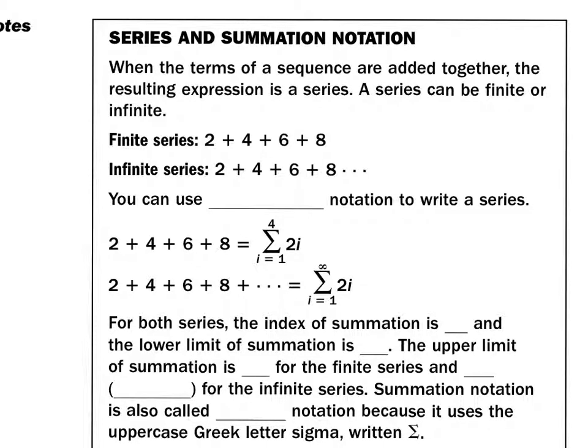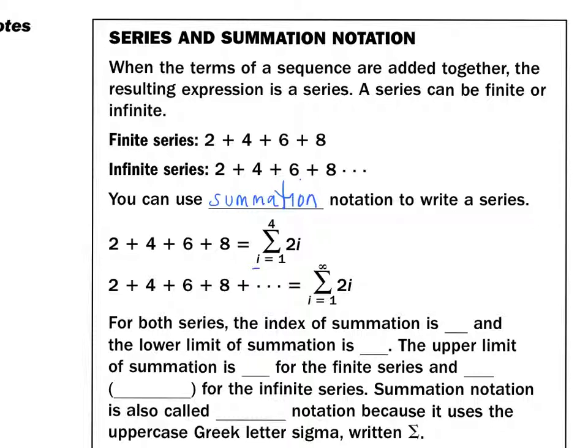Okay, series and summation notation. When the terms of a sequence are added together, the resulting expression is a series. A series can be finite or infinite. You can use summation notation to write a series. So if I'm going to add up these 4 terms, notice that I put the sigma letter, and then I'm going to put i equals 1. Instead of A here or N, we're going to use i.